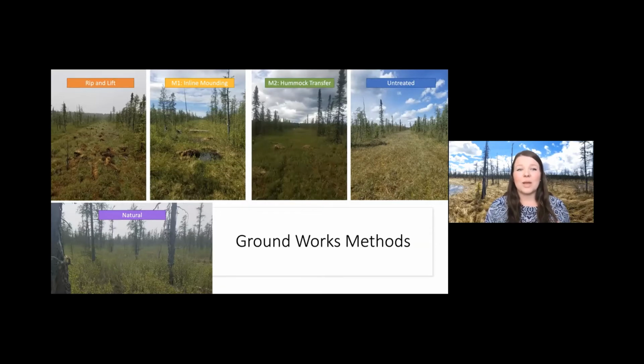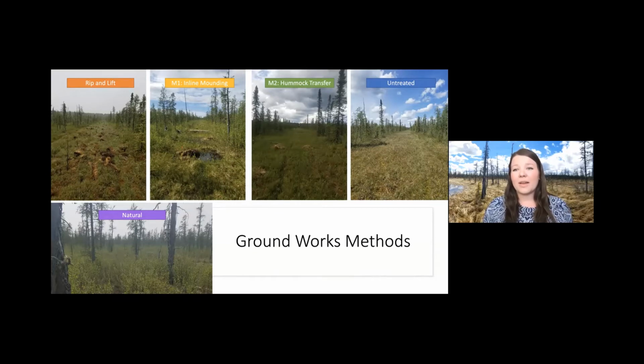The first one was a rip and lift. So it's just how it sounds. We're ripping the peat back to form that hummock, and the ripped area is acting as a hollow. Then we have 2 kinds of mounding. First, we have inline mounding, where we excavate or take a bucket of peat from the line and place it directly beside that, with the vegetation side up. And then the second type of mounding, we take a hummock from off the line in the natural area and place it onto the line, with the vegetation side up, hopefully to get the vegetation to grow and establish quicker and restore that line faster.